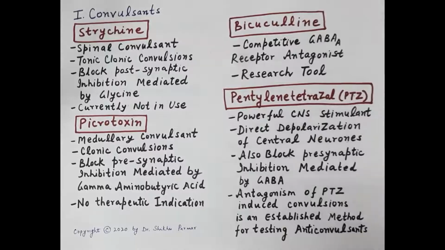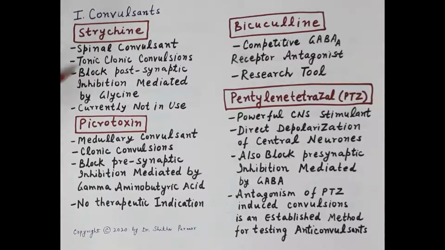Now we will talk about the pharmacology of convulsants. The first drug is strychnine. It is a spinal convulsant. It induces tonic-clonic convulsions. Strychnine is a natural alkaloid obtained from the seeds of Strychnos nux-vomica. It blocks postsynaptic inhibition mediated by glycine. Glycine is an inhibitory neurotransmitter, and strychnine blocks the postsynaptic inhibition which is mediated by glycine. Currently, strychnine is not in use.